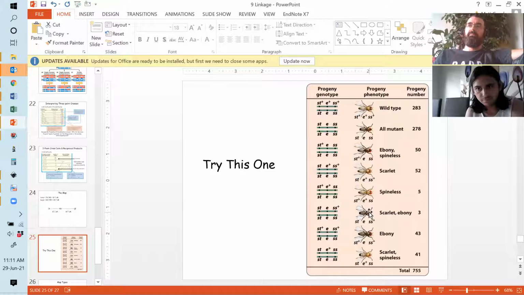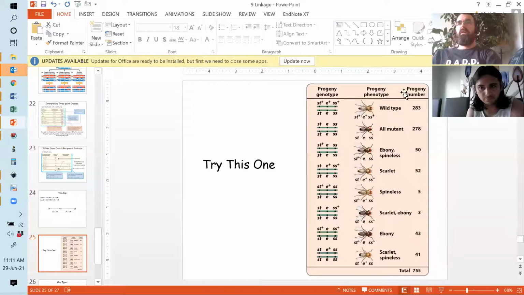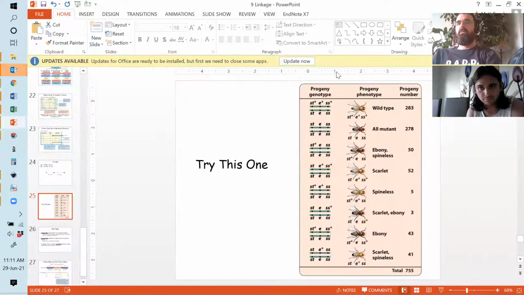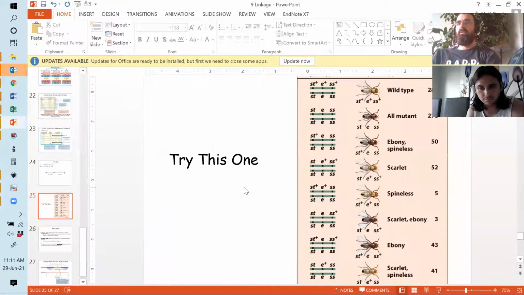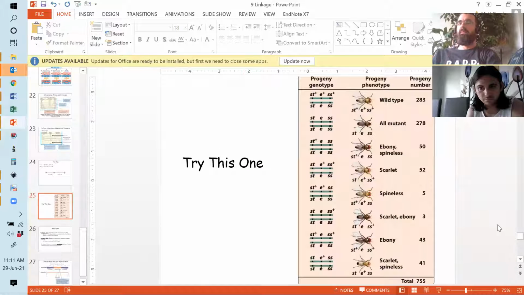Okay, so which ones are the double crossovers? Oh, can you zoom in? Sure. No, don't want to zoom in on that. Not that much. That better? Cool.